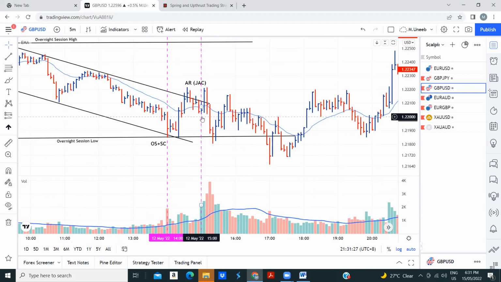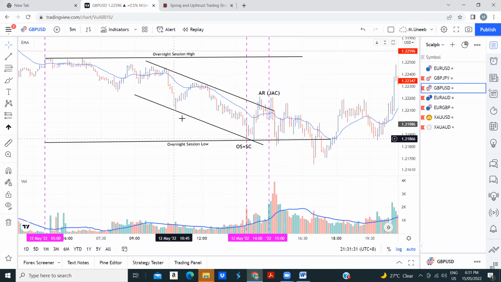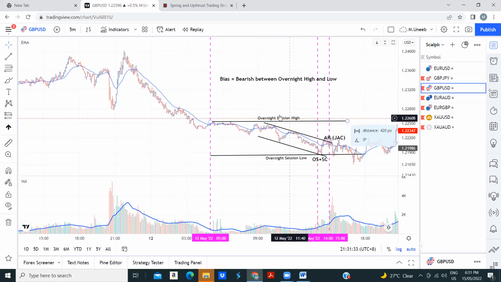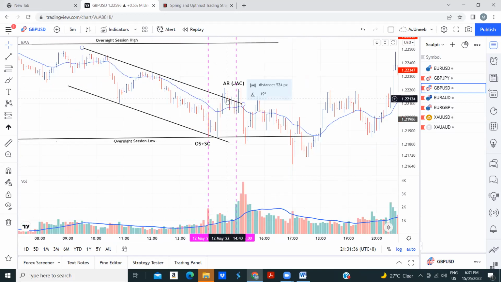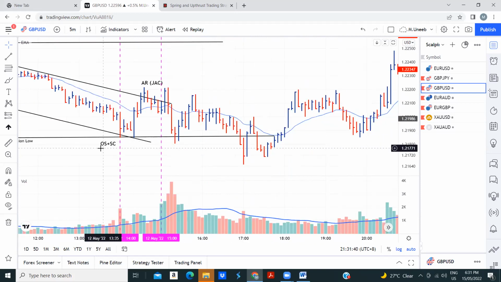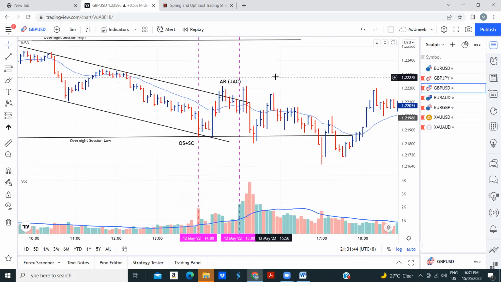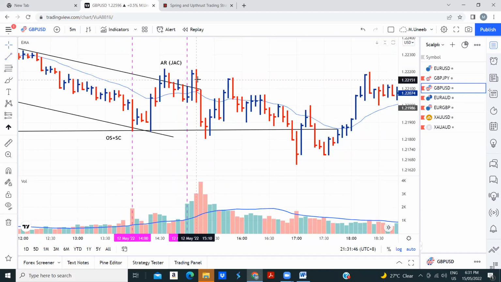What is a bias? A bias is bullish from the low. So between this triangle, between this range, a bias is bearish. But at the low, a bias is bullish, right? And we can also draw another one like this, just at the high of this, right?